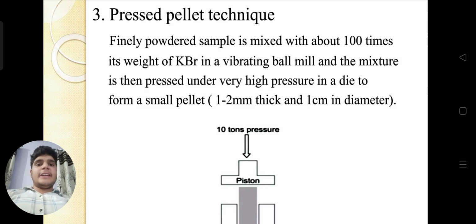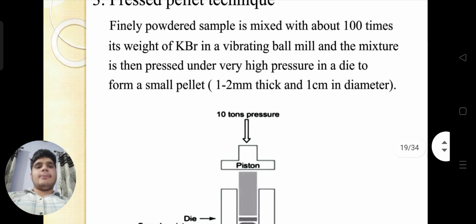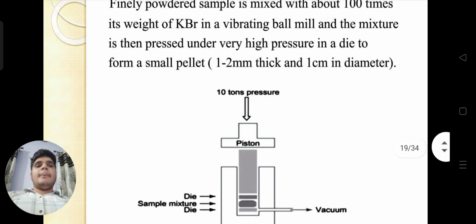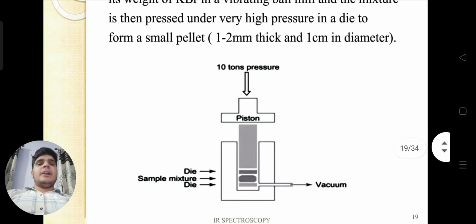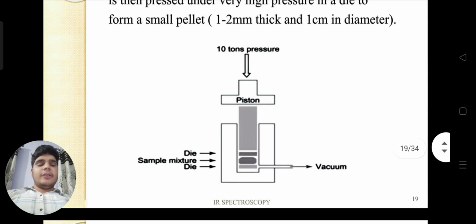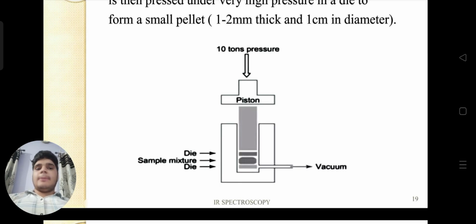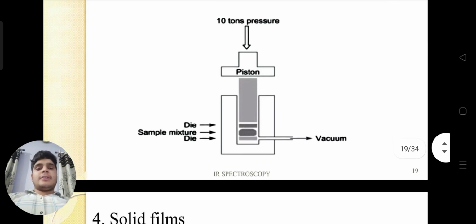Third one is the pressed pellet technique. Finally, the powdered sample is mixed with about 100 times its weight of potassium bromide in a vibrating ball mill, and the mixture is then pressed under very high pressure in a die to form a small pellet, 1 to 2 mm thick and 1 cm in diameter. Here you can see, from a vacuum, we add the piston, tons of pressure, then the die and sample mixture are squeezed.